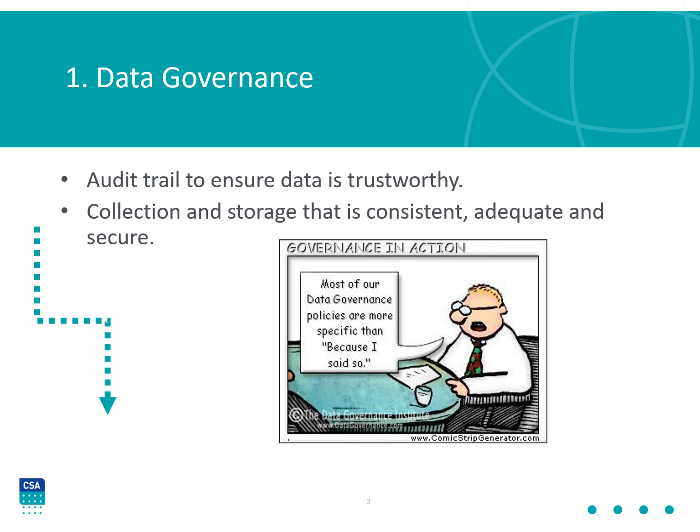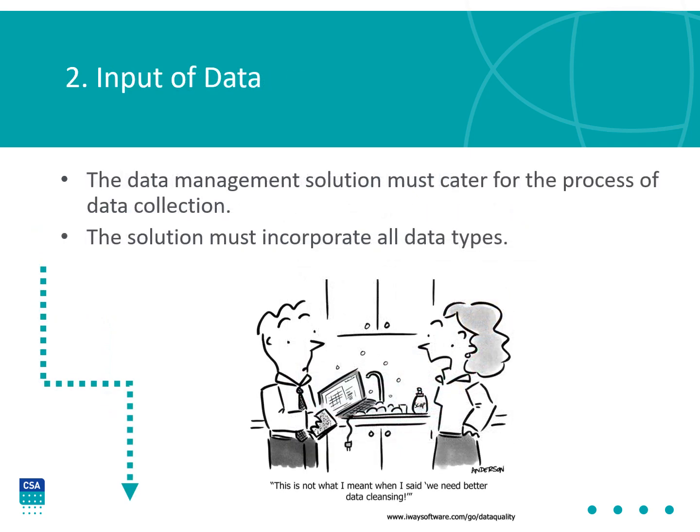Data governance. This is the process or method whereby the collection and storage of data is consistent, complete, and secure. There should be an audit trail, as this will ensure that data are consistent and trustworthy. The input of data. When collecting data, be it in the field, during production, or in the core yard, the input should allow for all types of data. Geological, structural, sampling, all of the data should be easily accommodated in the database.